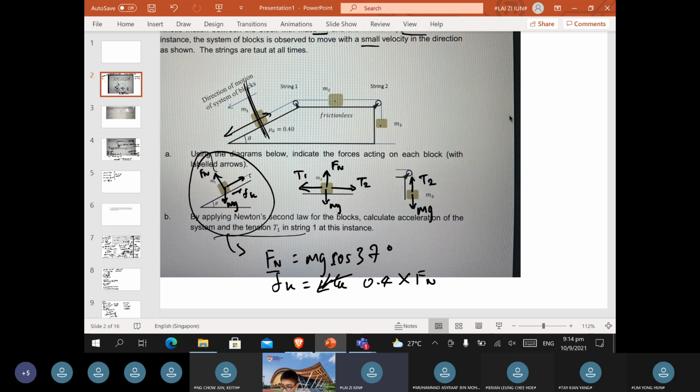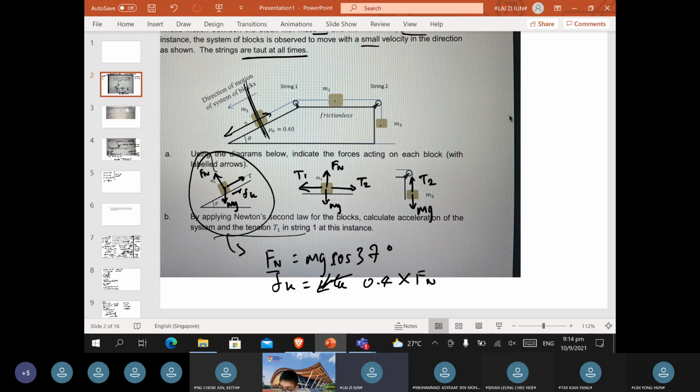So we let the acceleration of this block be a. Actually, let the acceleration of all the blocks be a, because the string is taut and inextensible, so all the blocks have the same acceleration. The string being taut means the force is constant throughout time. T1 doesn't change as it moves, and T2 doesn't change as it moves. So this whole thing accelerates together. We let the acceleration be a.